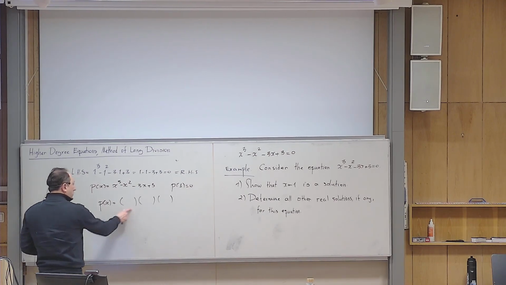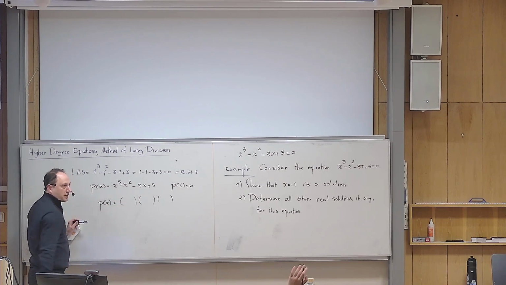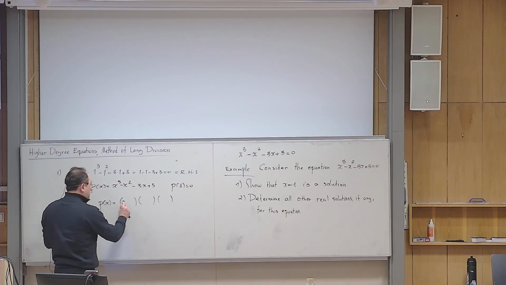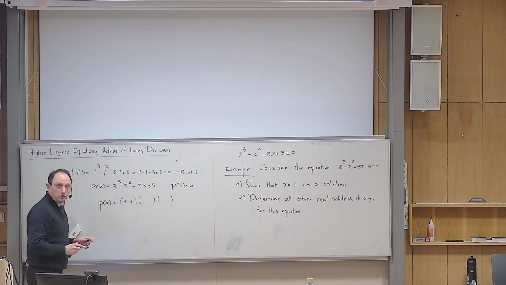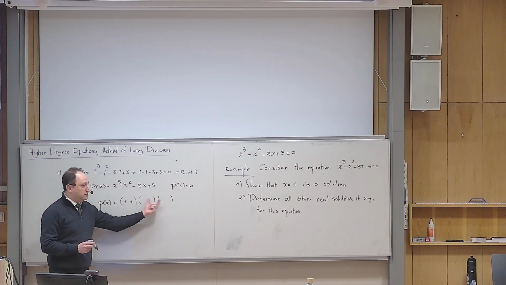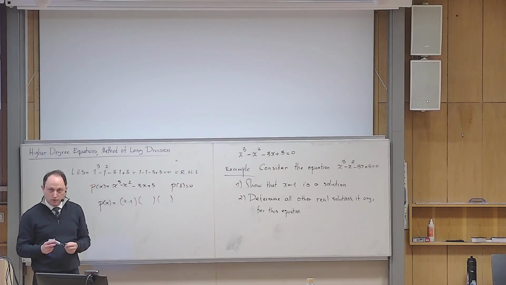But one of them you can immediately guess from the information that you now see in front of you. Can you tell me what is one of these factors? Yes, x minus 1 should be one of these factors, because you know that p of 1 is 0. So one of these factors should be such that p of 1 for that factor is 0.